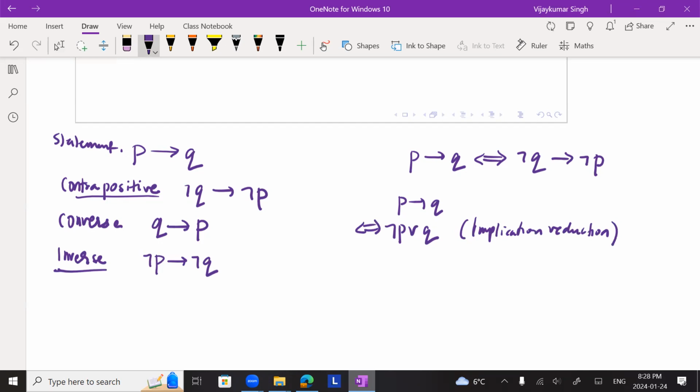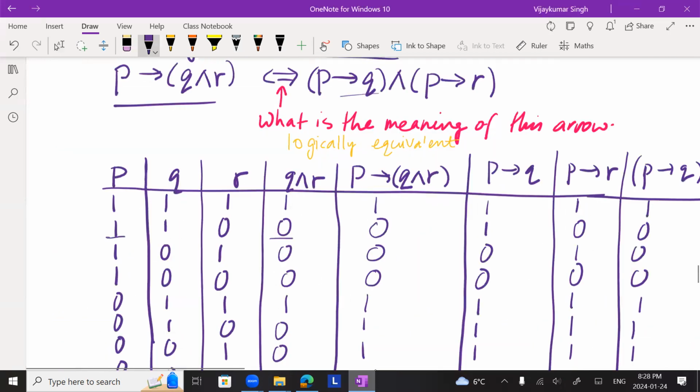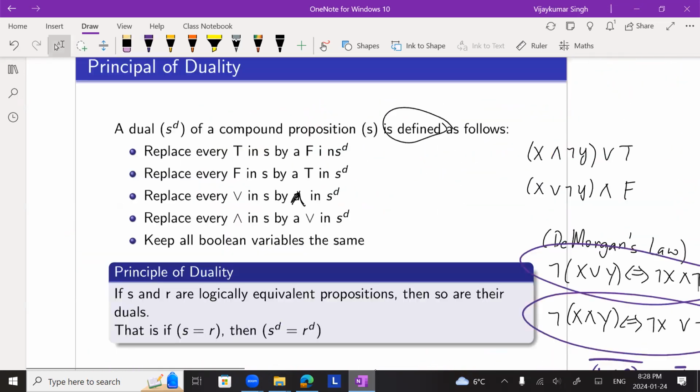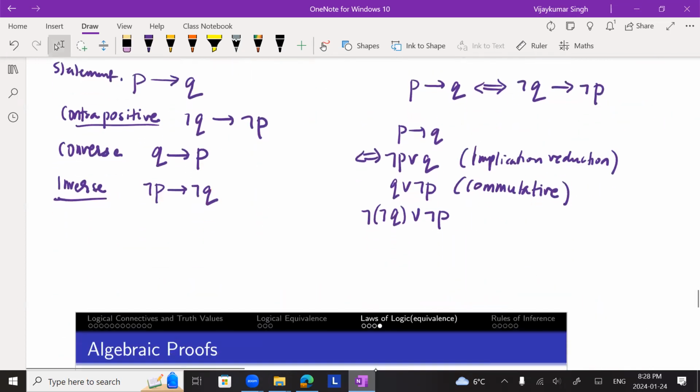Okay, now let's see. What do I want? I want negative Q first, right? So can I change this to Q or negative P? Yeah, commutativity. Let's just write it down. Commutative. And then I can write Q as negative of negative Q. Let me see, what is the name of that law there? Yeah, double negation, right? So let's just write that down. Double negation. And then voila, we are done.